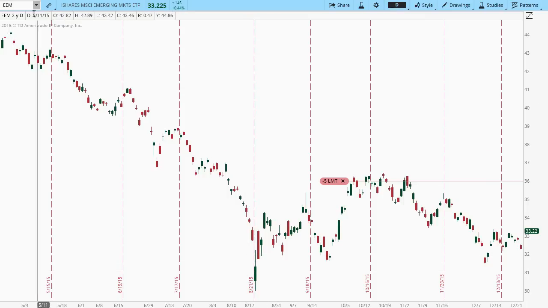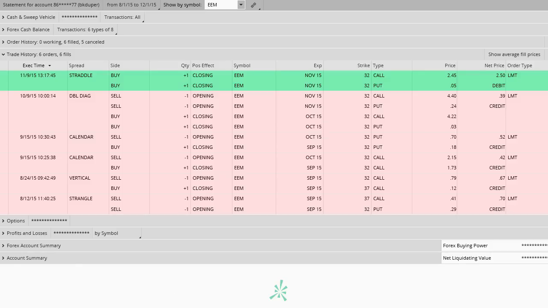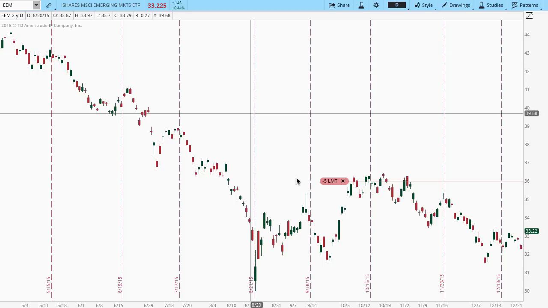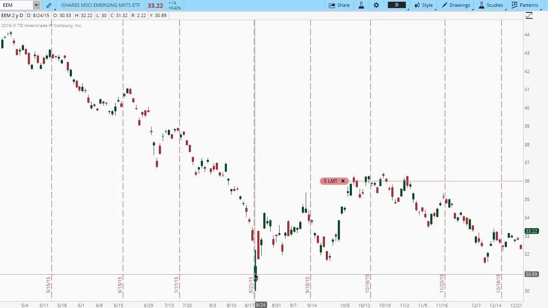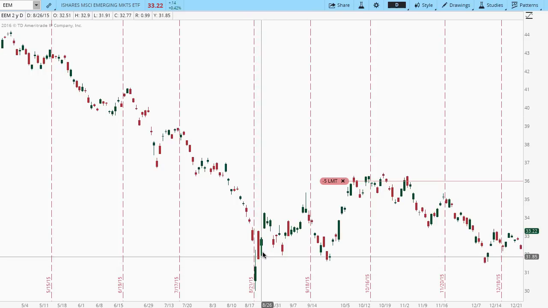Again, when we go in here to our account statement, you can see this is our adjustment trade, 824. We closed out of the 37 calls. We entered into the 32 calls, and we took in a net credit of $67 on that adjustment. Now, a little bit further into the month, we kind of let this trade work a little bit more. So we were hoping that the stock would stay around 32 or so, kind of rebounded.